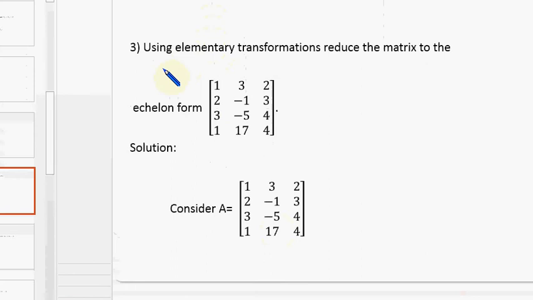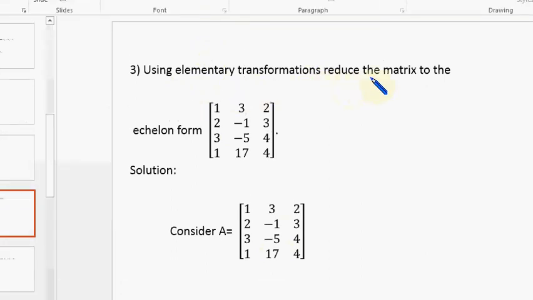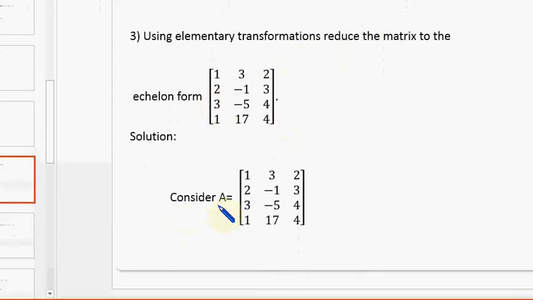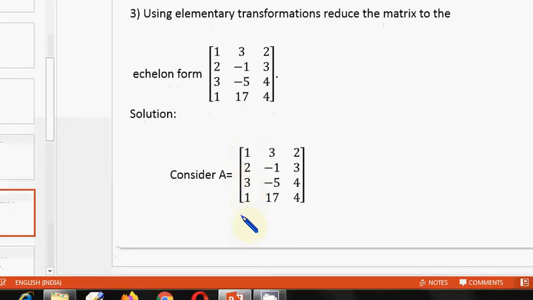Similarly, next one: using elementary transformations, reduce the matrix to echelon form. So this one is a 4 cross 4 matrix. Let us consider A is equal to the given matrix, and here this one is a 4 cross 3 matrix. So therefore the diagonal elements are 1, minus 1, 4. Below the diagonal element, make it 0.